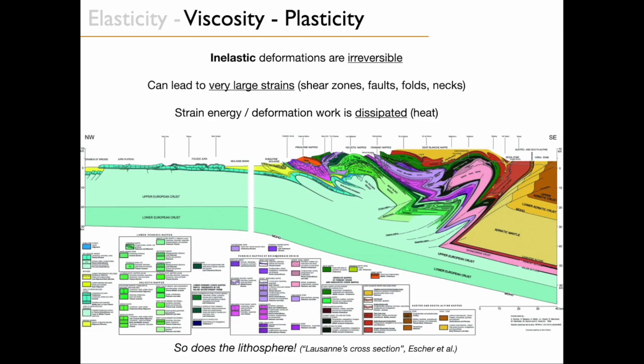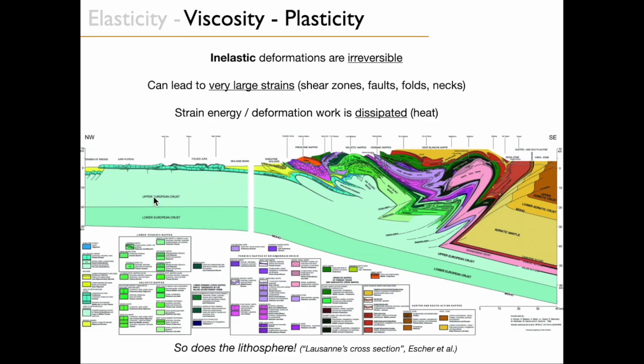At the scale of the lithosphere, inelastic or permanent deformation matter a lot because they control the overall architecture of the lithosphere. So that's here a very nice cross section through the Alps, where you can see a multitude of structures which are related to inelastic deformation.